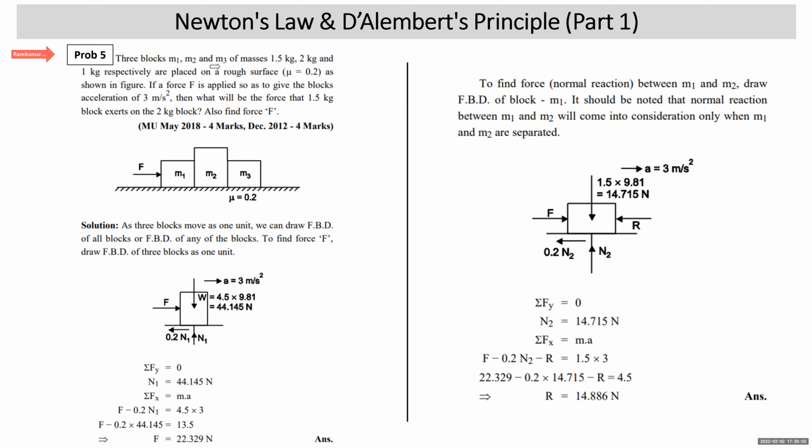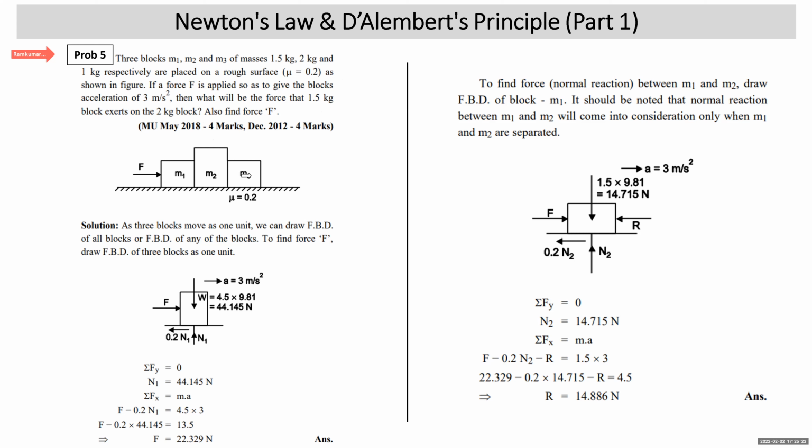3 blocks M1, M2 and M3 of masses 1.5 kg, 2 kg and 1 kg respectively are placed on a rough surface. Mu is 0.2 between the blocks and the plane. As shown in the figure, if a force F is applied so as to give the blocks an acceleration of 3 meters per second square, then what will be the force that the 1.5 kg block exerts on the 2 kg block?